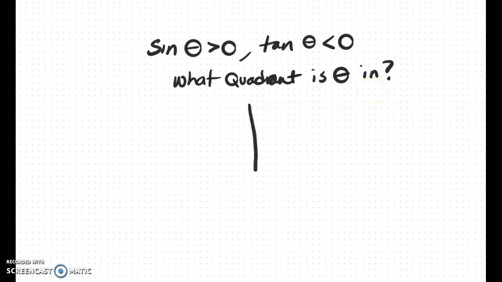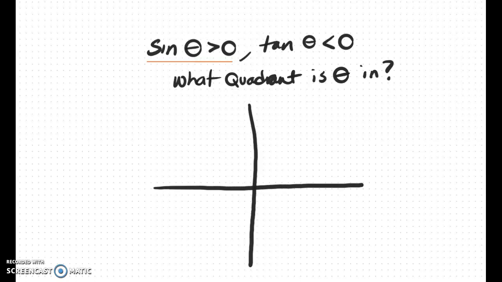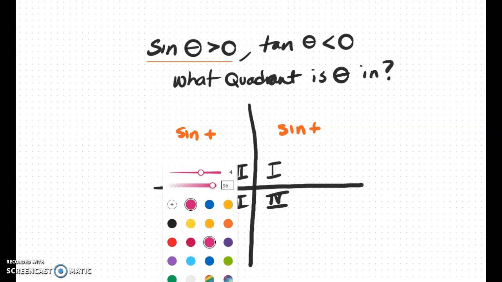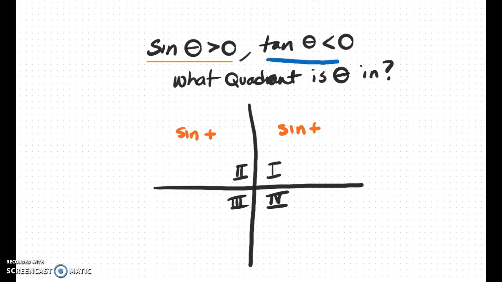So what I do for this type of problem is I look at each of these individually and I say, okay, I ask myself, for which quadrants is the sine positive? And so let me label my quadrants here. And the sine is going to be positive in quadrant 1, and the sine will be positive in quadrant 2. And then I go to the next one, and I say to myself, where is the tangent negative?